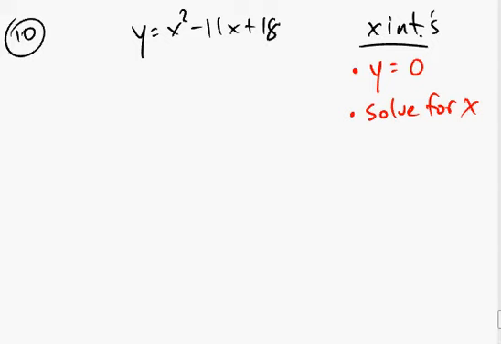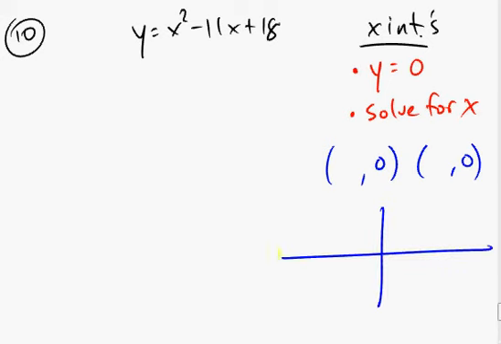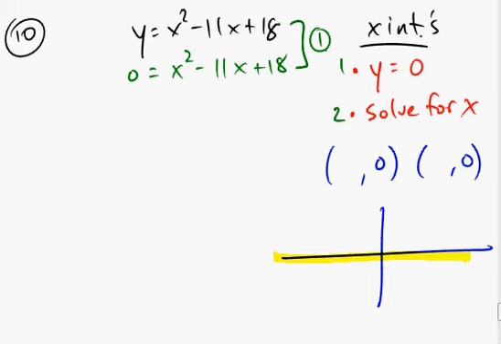The x-intercepts, what you're trying to figure out is something comma 0. Where are they on the x-axis? Where does the parabola cross the x-axis? So, step 1, make y equal 0. Step 2 is solve for x. So now this becomes a question just like the last ones, 9 and 8. If I can factor this, I'll solve it that way.